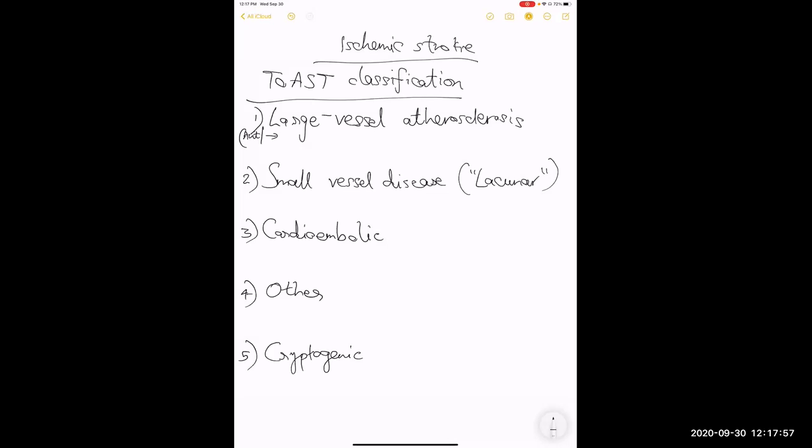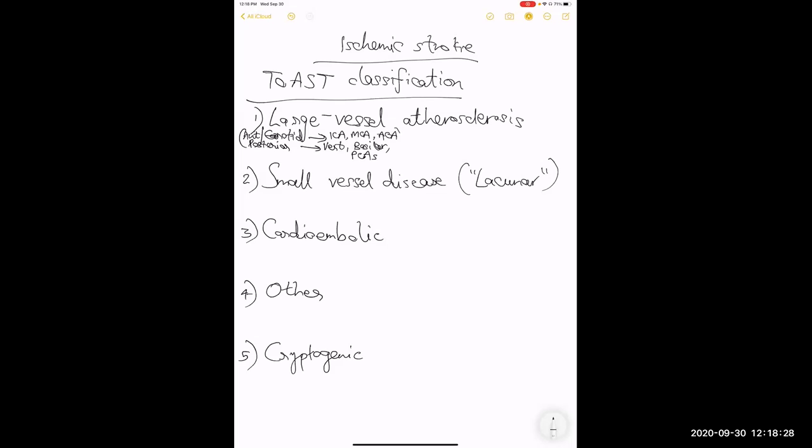So when patients present with a large vessel atherosclerosis, large vessels basically are in the anterior circulation, which we often call the carotid system, are your internal carotids, MCAs, ACAs. Those are the main ones. And then in the posterior circulation, or what we call vertebrobasilar circulation, those are your vertebral arteries, basilar artery, and then your PCAs, posterior cerebral arteries.